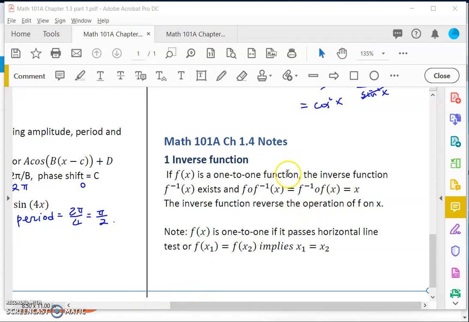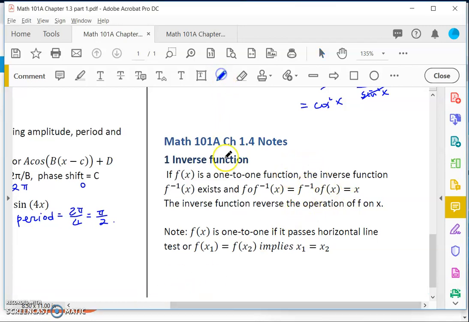So, get a pen. You can think of it as starting off with an x and then using the function f to get an output, f of x. But then you can define another function so that it goes back to x. You have the y, and you go back to x using this new function called the inverse.